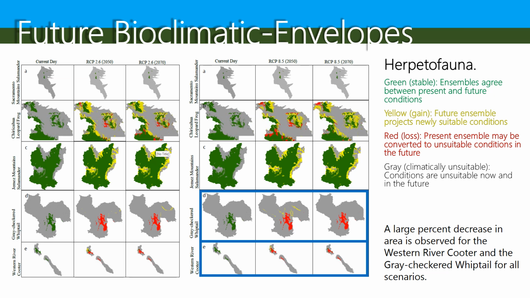These are the future projections for the herpetofauna, the reptiles and the amphibians. While you see the Hemes mountain salamander to be covered with mostly green, that's the center row, there is a large percentage decrease in area observed for the western river cooter, which is the last row, and the gray checkered whiptail, which is the second to the last row, for all of the climate scenarios.